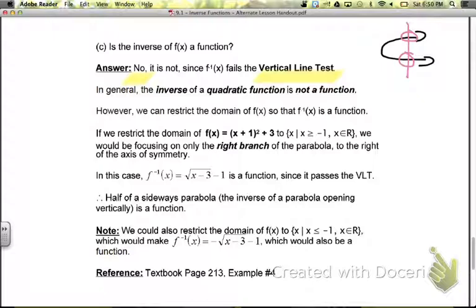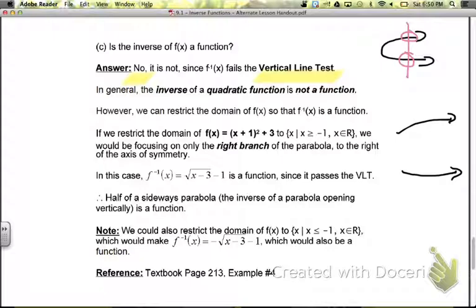So no matter what you do, if you restrict it one way or the other, then you can have it as a function. So if I were to draw this, I'd have my function like this or my function like this. So I'm creating it so that you don't have the other half of your parabola. So half of the sideways parabola would be a function, but if it's a whole parabola, it's not a function.